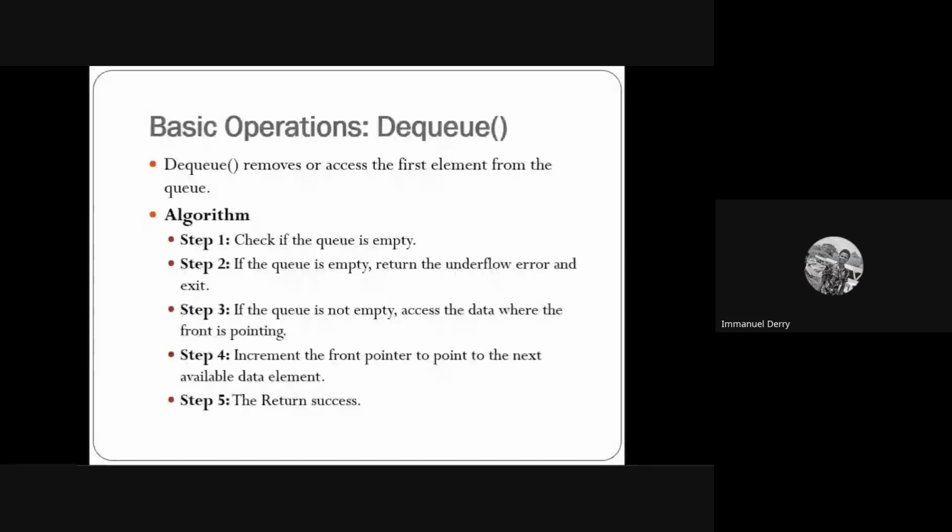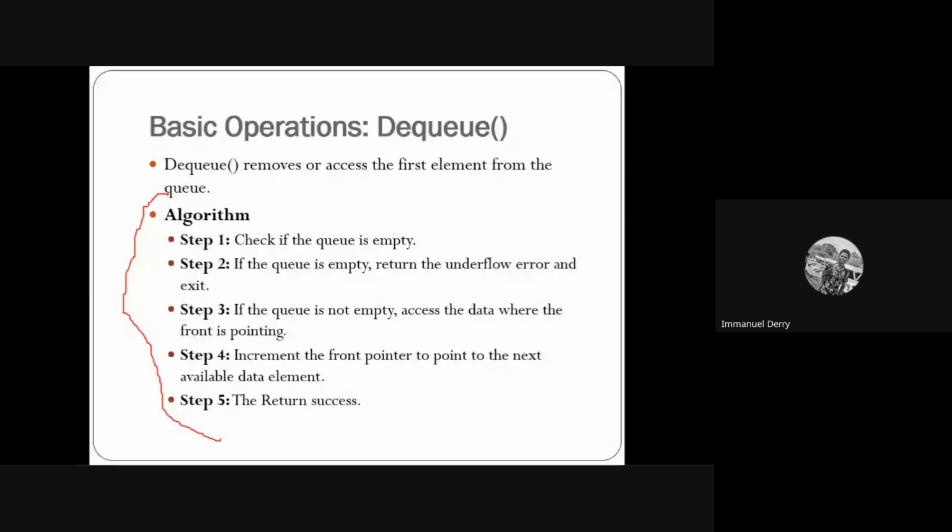Yes, so this is also the dequeuing pseudocode. We have step 1 up to step 6. As usual, we check if the queue is empty, because we cannot remove any item from an empty list. So we have to check if it is empty. If it is empty, we have to return an underflow error, and then we exit from the code.